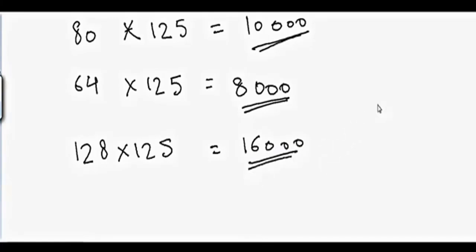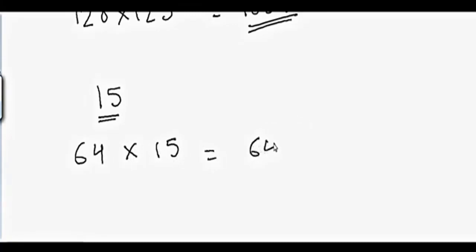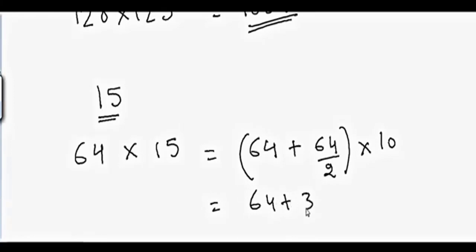Now let's go to multiplication by 15. In case of 15, this is a little different. Suppose we have 64 and want to multiply it by 15. In this case, what I will do is take 64 and then add 64 divided by 2 to it and then multiply by 10. So that will be equal to 64 plus 32 into 10, and that's equal to 960, right?